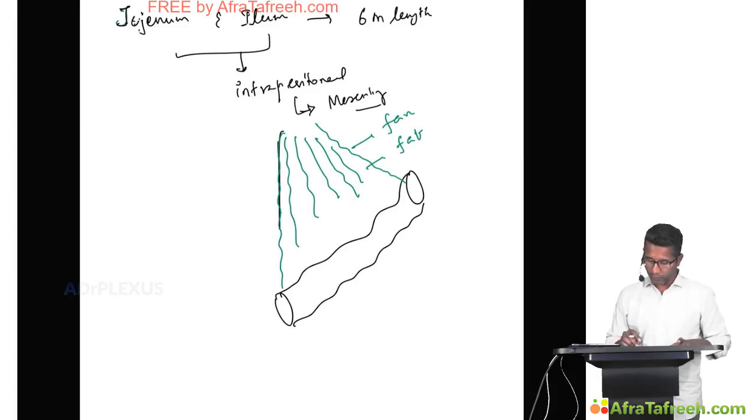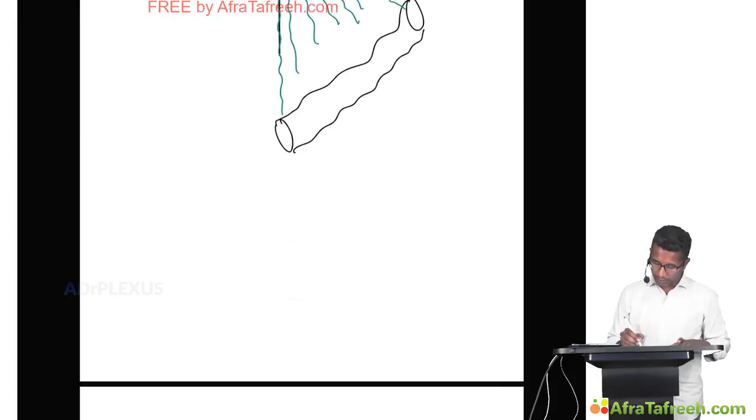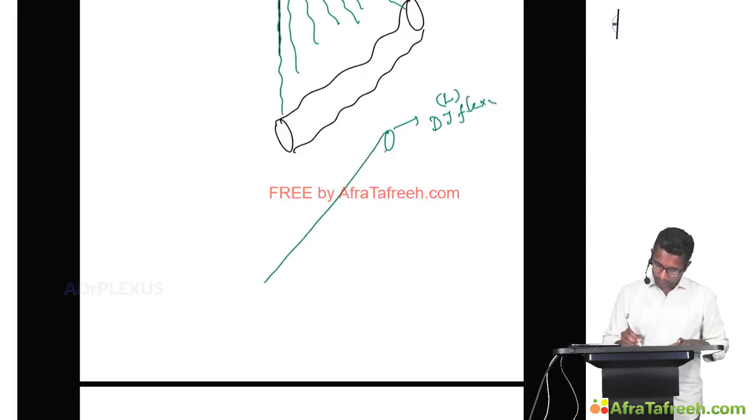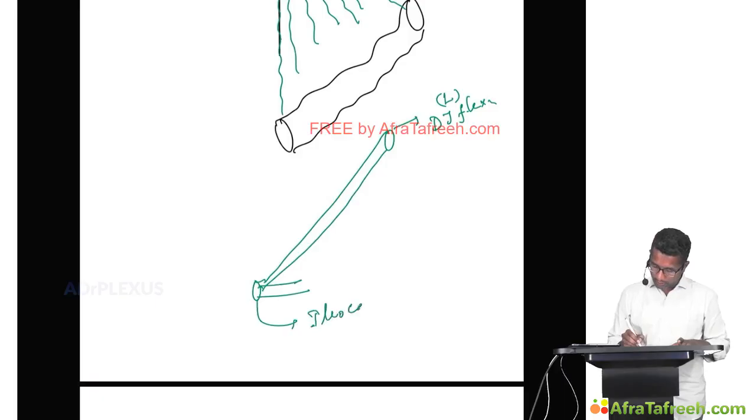The mesentery is attached on the left side to the duodenojejunal flexure, and from the left side it crosses down to the right side and ends at the ileocecal junction. So what we are discussing is the attachment of the root of the mesentery.